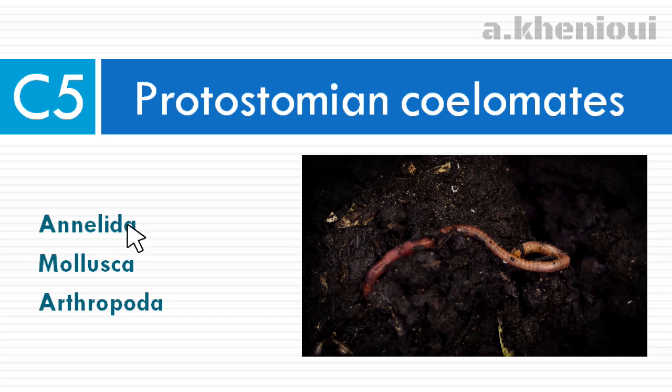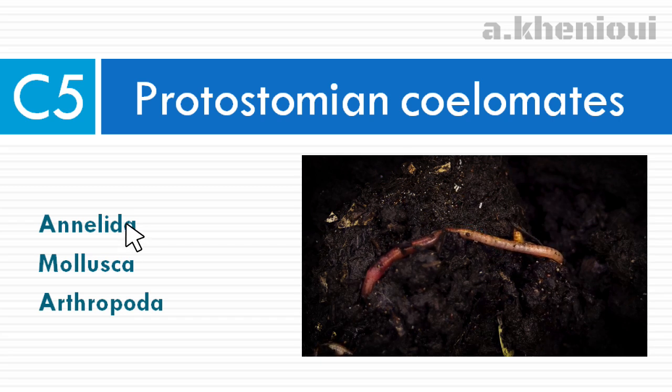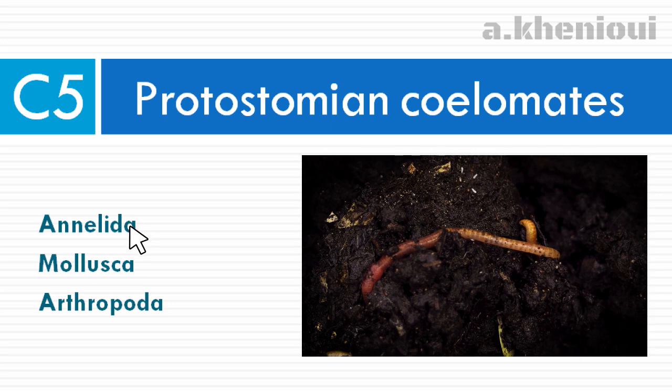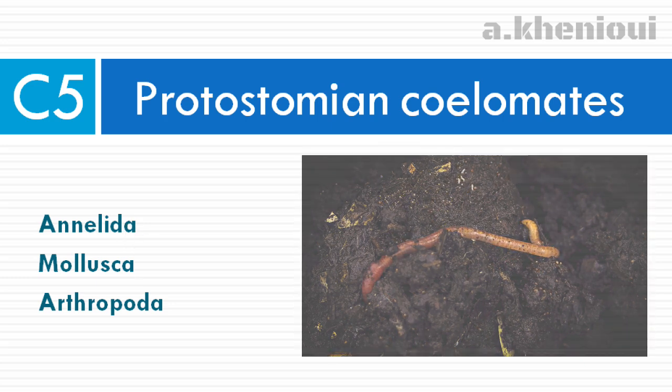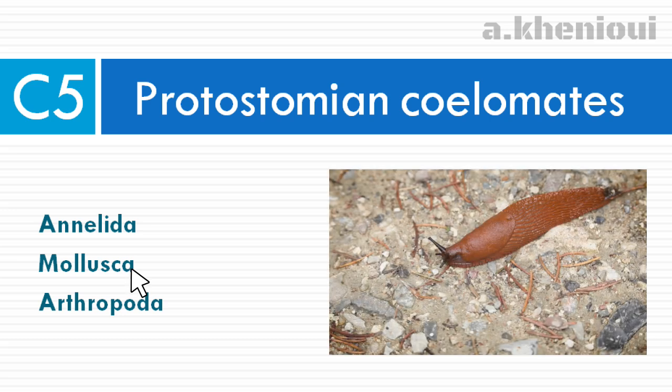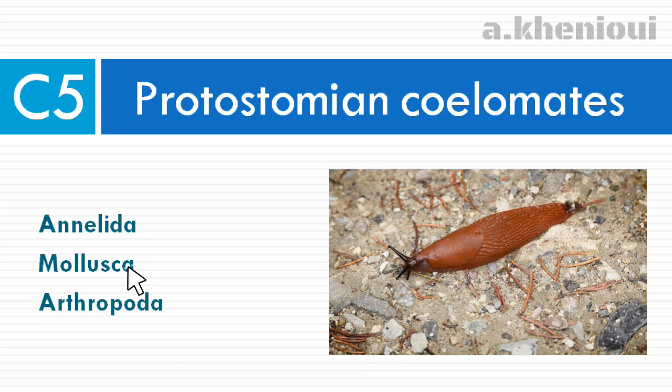Annelids are segmented worms that possess a bilateral symmetry. The body of annelids is divided into three parts: the head, the trunk, and the pygidium. Earthworms belong to this group of animals. Mollusks are unsegmented animals with a bilateral symmetry. Their body is composed of a head, a visceral mass, and a foot.